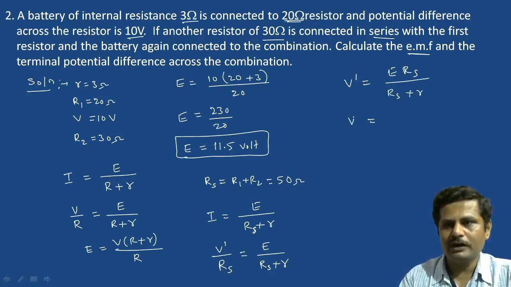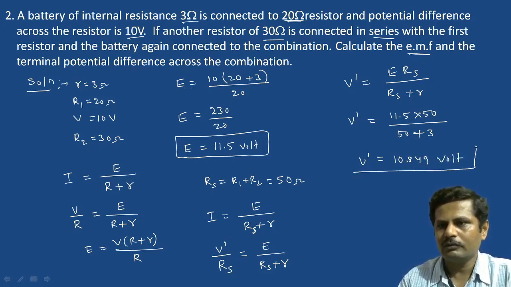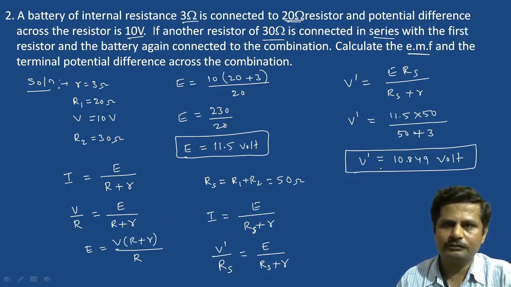So V dash is equal to, here E equals, just now we found, 11.5 into RS, which is 50 ohm, divided by RS, 50, plus internal resistance. Now from simplifying you will get V dash equal to 11.5 into 50 divided by 53. So we will get 10.849 volt. This is the terminal potential difference across the combination.